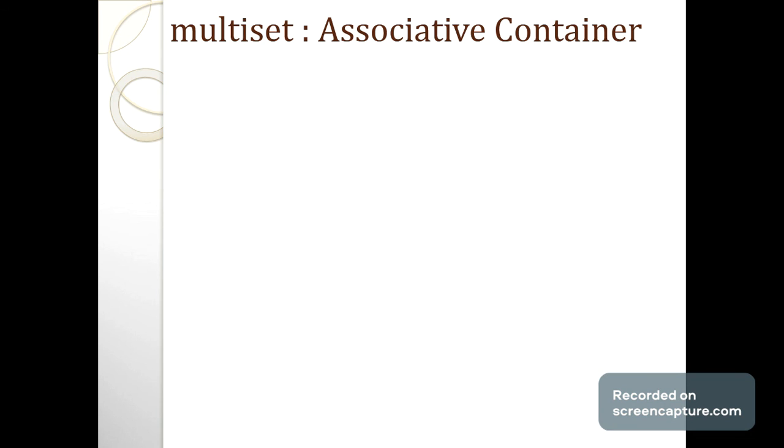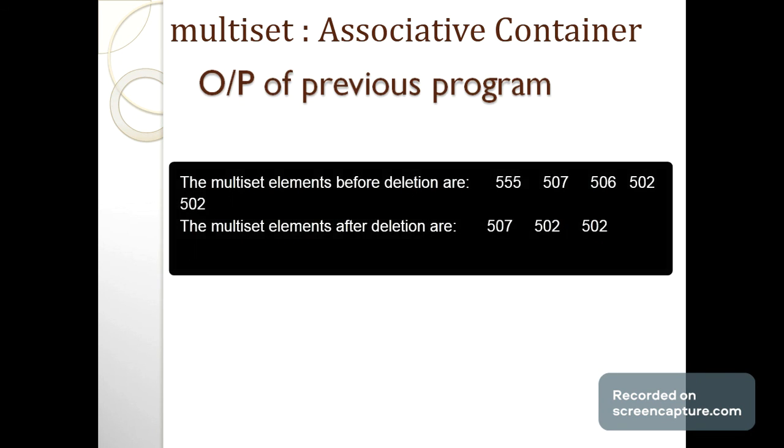So if you observe the multi-set output, you will get 555, 507, 506, 502, 502. I have entered 502 first, but since it is an ordered multi-set, that is why it is giving 555 first and so on. In the multi-set after deletion, you have deleted two elements, that is 555 and 506. That is why accordingly it is giving 507 and 502, 502.